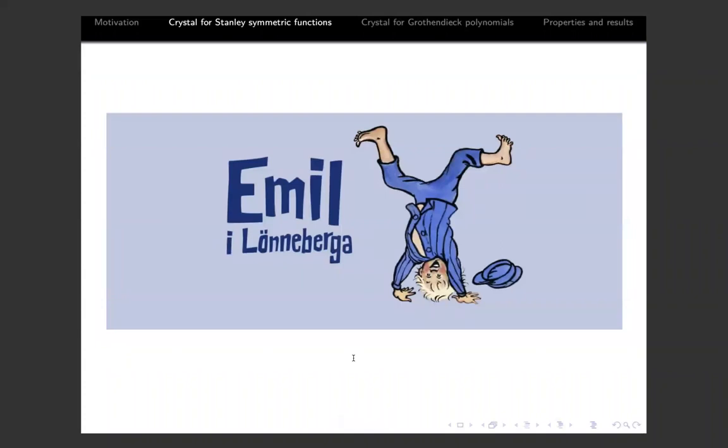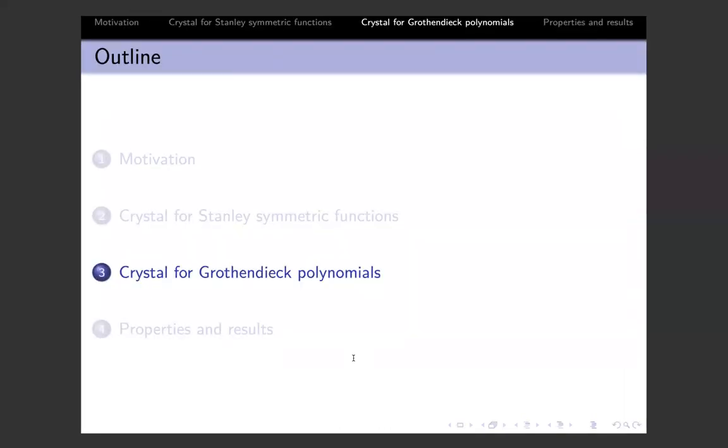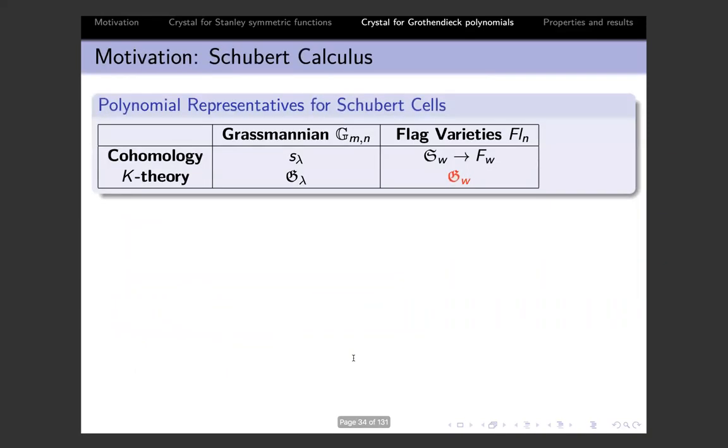Okay, so that's great. We have a nice way of getting the Schur expansion of Stanley symmetric functions. And now I want to take it a step further and actually look at crystals for Grothendieck polynomials. So let me briefly review for you how you can define the Grothendieck polynomials. So if you look at Schubert calculus and you look at the Grassmannian and the cohomology, then the Schur functions would be associated to the Grassmannian. If you upgrade this to K theory, you get Grothendieck polynomials. And if you actually look at, instead of the Grassmannian, you look at flag varieties, then, well, in the stable limit, you get the Stanley symmetric functions. And in the K theory, you would get stable Grothendieck polynomials.